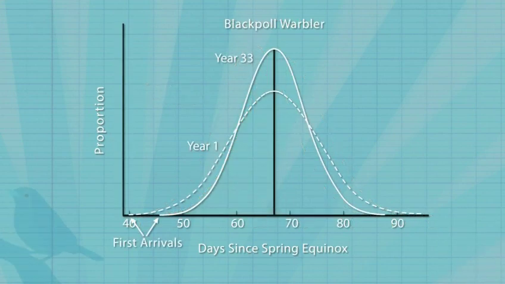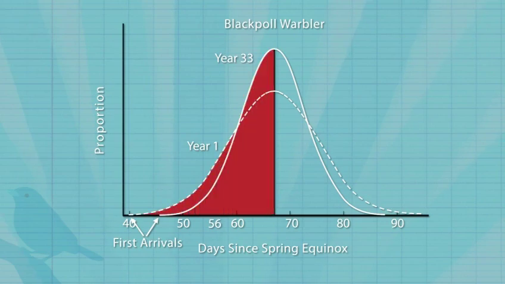Here are the density curves for the black-poll warbler with its consistent mean over the years and its later first arrivals. From the density curve, we can compare the proportion of birds arriving by a certain day. Let's pick day 56. In year 1, the area under the curve is 0.10, meaning 10% of birds had arrived by this date. In year 33, the area under the curve is 0.04, meaning only 4% of the birds had made it. So the percentage of birds that used to arrive by day 56 is more than double what it is now. In both years, half the birds had arrived by day 67.